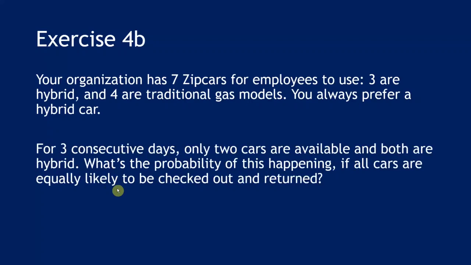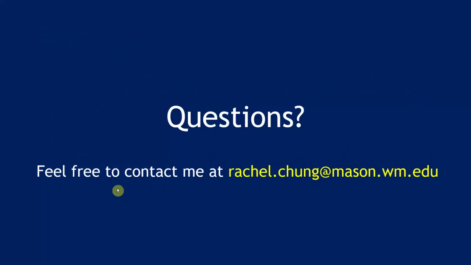So exercise 4B is the same scenario. And now for 3 consecutive days, only 2 cars available and both are hybrid. What's the probability of this happening if all cars are equally likely to be checked out and returned? And that's it.